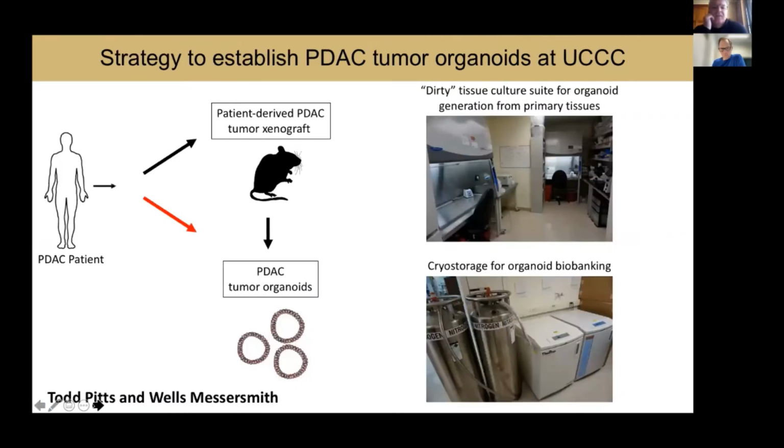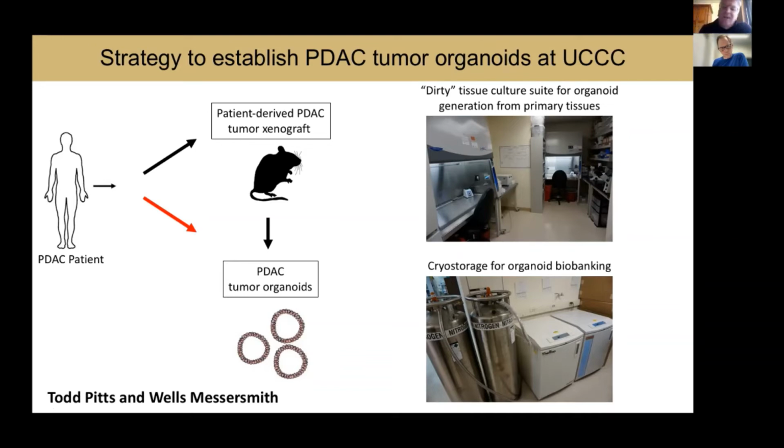So I'll just give you an example of what we do in terms of adult organoids. And this is work with Todd Pitts and Wells, Mr. Smith. And this is primarily their PDAC tumor xenograft system, so this is pancreatic cancers. And we also have generated organoids directly from pancreatic cancer tissue as well. And this is all done in our dirty room. And as Steve was alluding to, we are very concerned about mycoplasma from primary tissues, and that's why we have the systems completely separated.